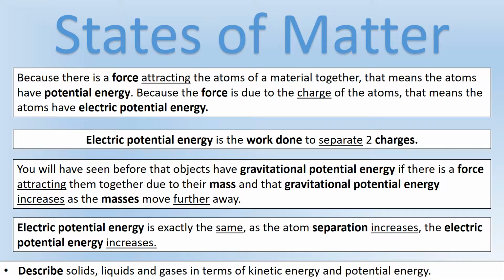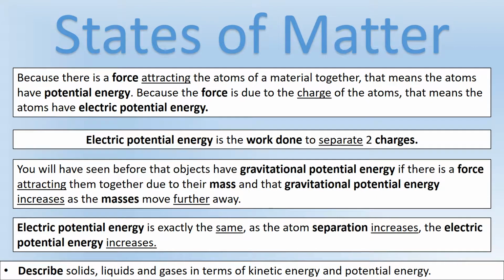We saw from the previous video that there are forces attracting the atoms together. That's what keeps solids in a fixed shape or binds liquids together. This force is due to the charges in the atoms, so we say that they have a form of potential energy we call electric potential energy. Whenever two things are attracted to each other, they'll have some form of potential energy. This specific type is the work done to separate charges.